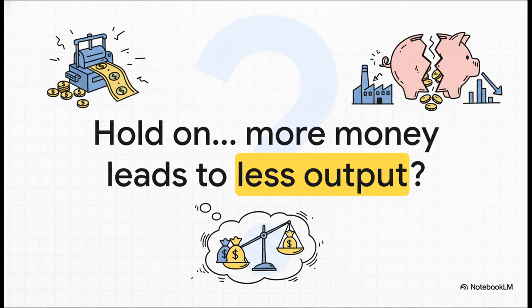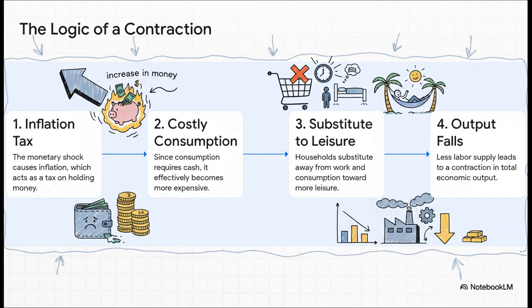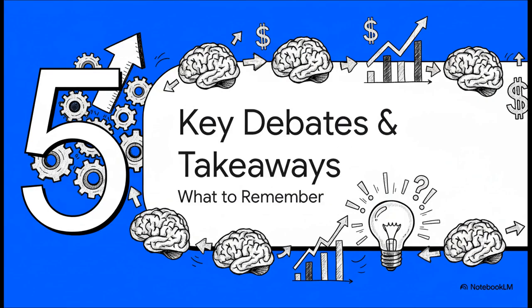It seems impossible. Okay, here's the step-by-step logic, and you'll want to know this. 1. The new money causes inflation. 2. This inflation acts like a tax on holding cash and makes your money worth less. 3. Since you need cash to buy stuff, that inflation tax makes consumption more expensive. So what do rational people do? They substitute away from the now more expensive activities, working and consuming, and towards the cheaper one, leisure. And 4. When people work less, total output falls. It's a chain reaction.